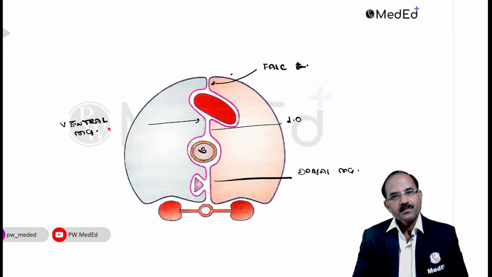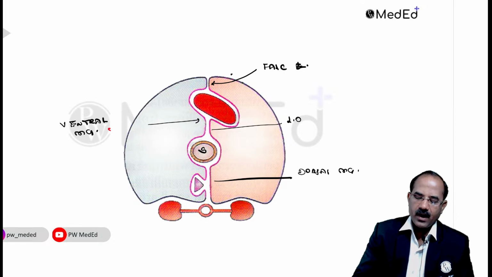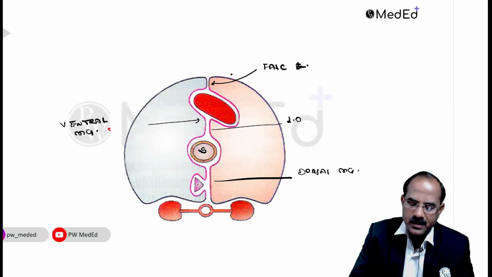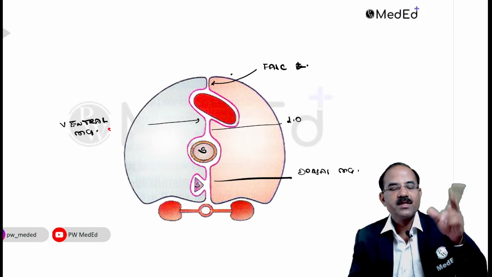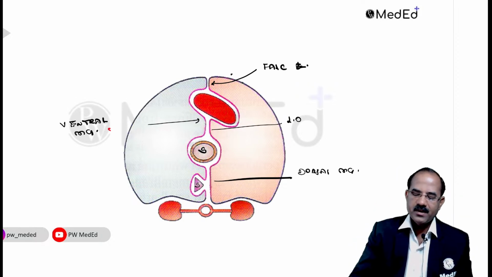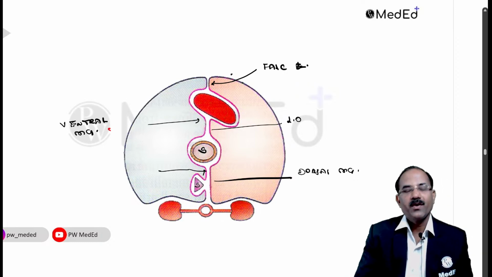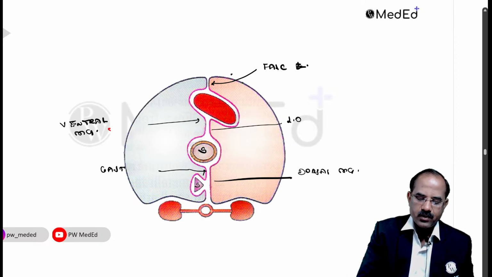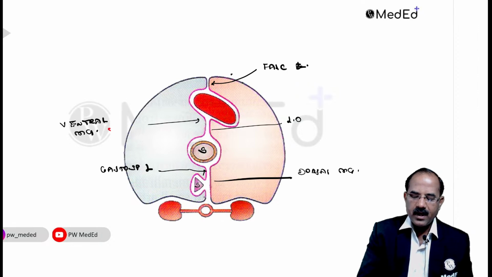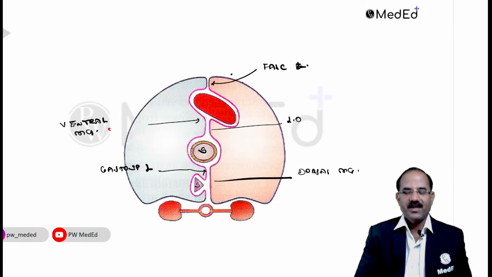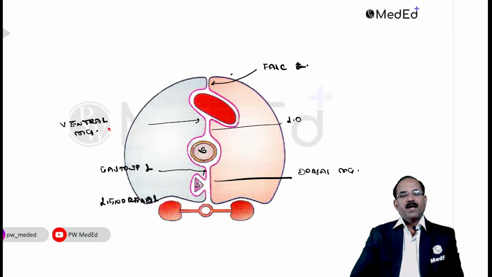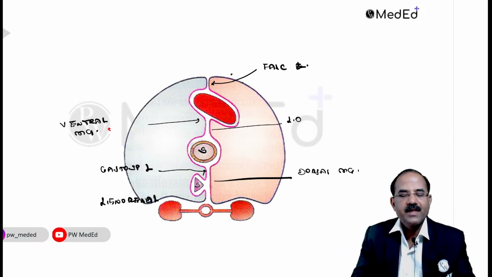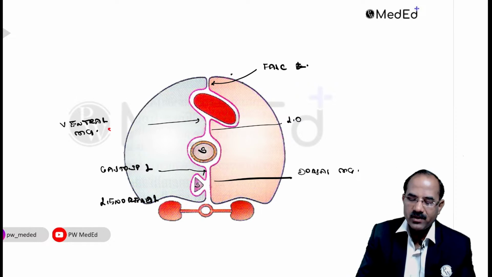Lesser omentum. Now, what develops in the dorsal mesogastrium is the spleen. The moment the spleen forms here, the dorsal mesogastrium gets divided into two parts. From the stomach to the spleen, what do you call this? Gastrosplenic ligament. And from the spleen to the kidney behind, what is that? Lienorenal ligament. Gastrosplenic and lienorenal.